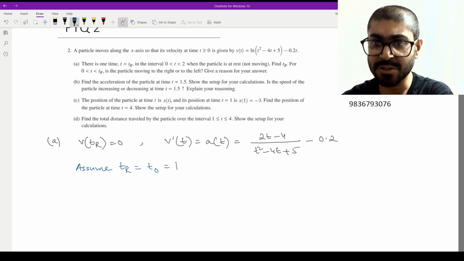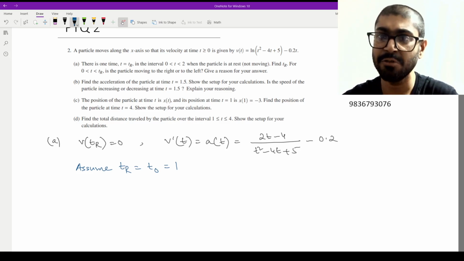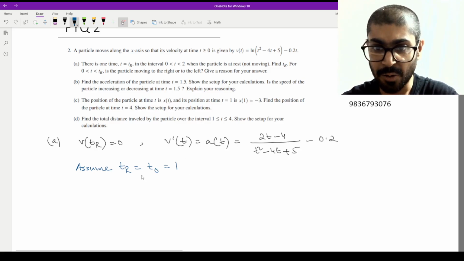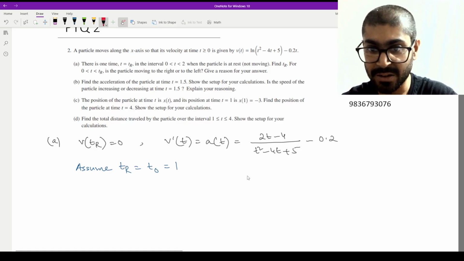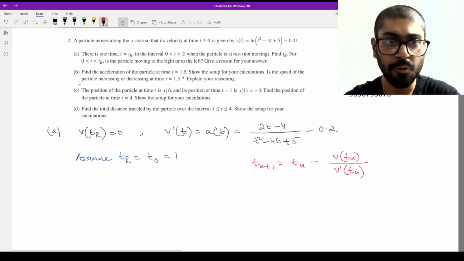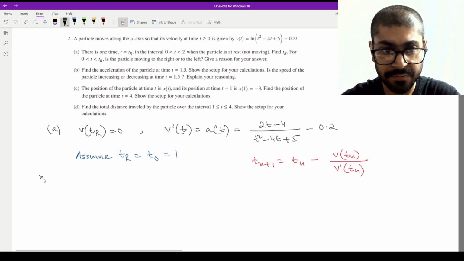So all of the calculations we will be doing will showcase 4 decimal places, and at the end we will round it off to 3 decimal places. Okay, so let us begin. Now before beginning, let me give you the formula. The formula is T(n+1) equal to Tn minus V(Tn) divided by V'(Tn). Now we will be beginning with n equal to 0.